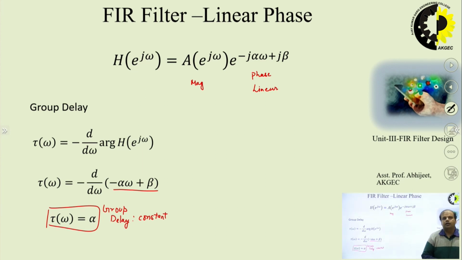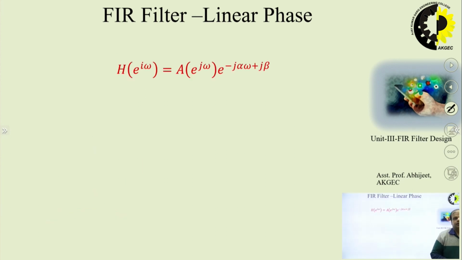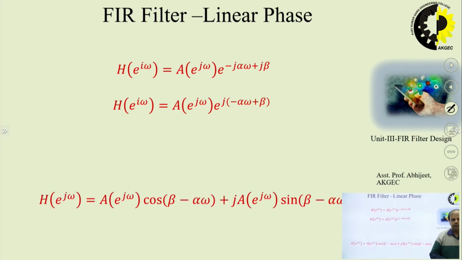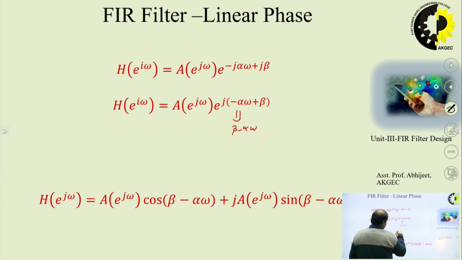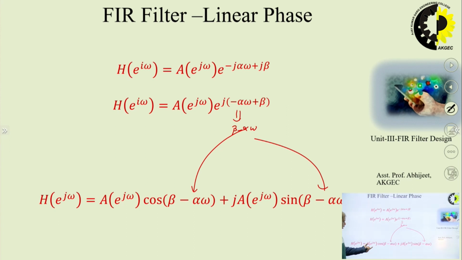So, how does that condition arrive? Suppose that we have a frequency response capital H of e^(j omega), which has some magnitude and phase. By Euler's theorem, I can always take the j part common, and e raised to the power j theta can be written as cos theta plus j sin theta. If I use this, you can see this is basically beta minus alpha omega, which comes here, isn't it? So, I have A of e^(j omega) times cos and plus j times sin. So, this is the representation of the magnitude response.